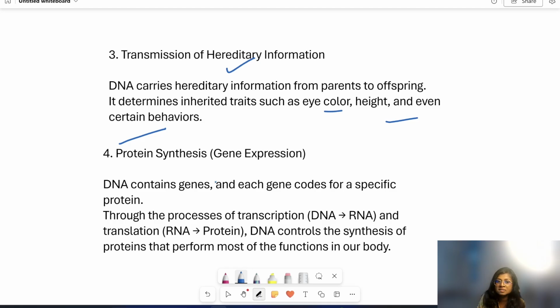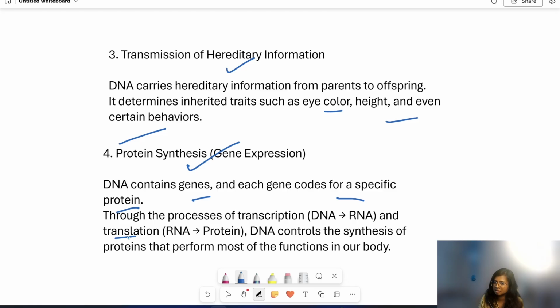The next function is protein synthesis, also called gene expression. We know DNA contains genes. Each gene codes for a specific protein. Through the processes of transcription and translation, we know about the central dogma. Transcription means transferring the genetic information from DNA to RNA. The next one is translation. It transfers the genetic information from RNA to protein.